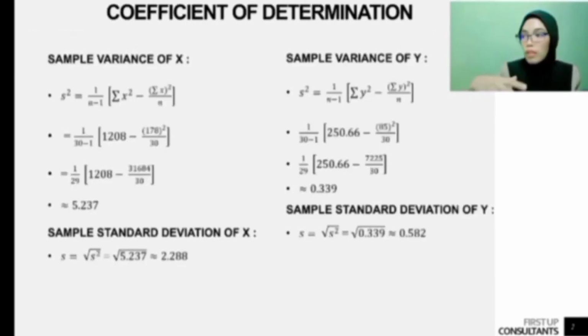As for the coefficient of determination, the sample variance of X is 5.237 and the sample standard deviation of X is 2.288. Meanwhile, the sample variance of Y is 0.339 and the sample standard deviation of Y is 0.582.